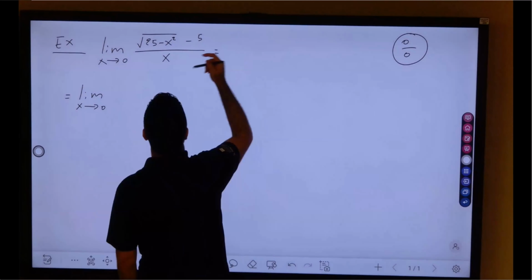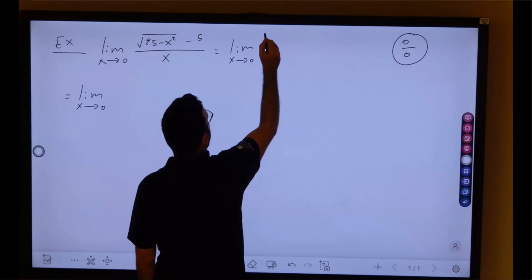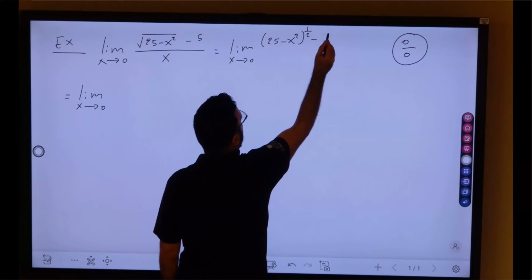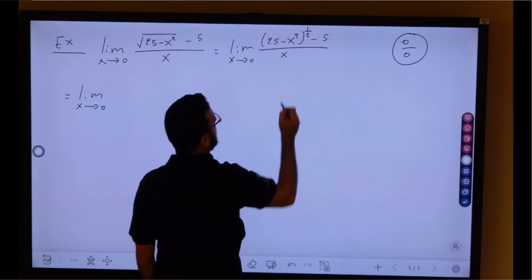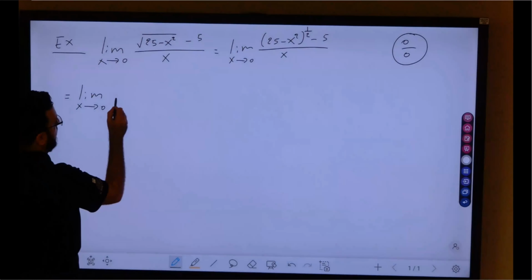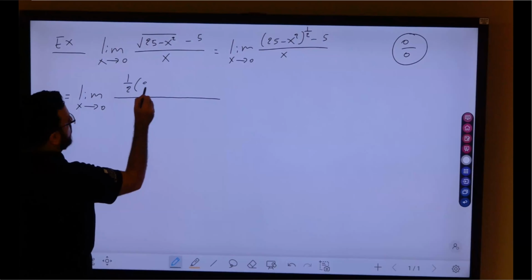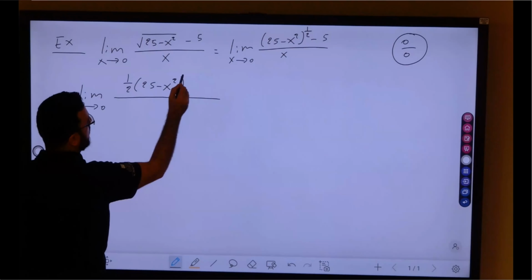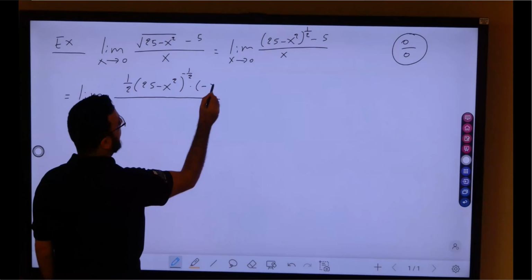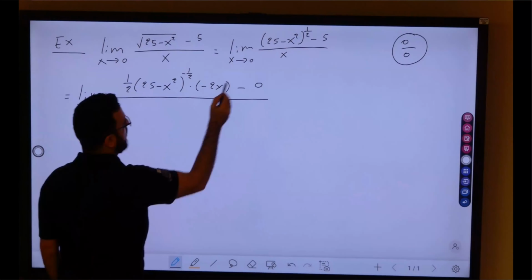I'm going to write this down again as 25 minus x squared to the half, minus 5, divided by x. Go ahead, find the derivative for the top, which is equal to what? Half times 25 minus x squared to the negative half, times the derivative for inside, which is negative 2x. Minus the derivative for the 5 is what? The derivative of x is what?